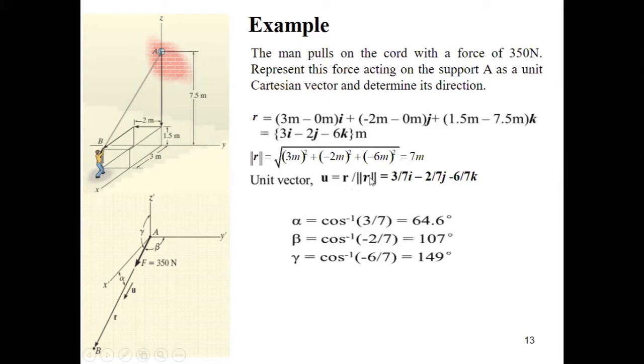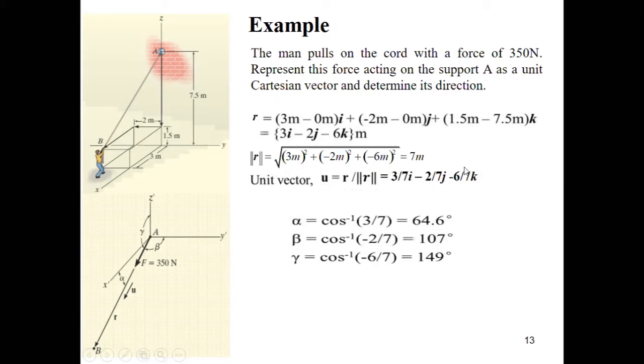Modulus r equals the square root of the i component squared plus the j component, minus 2, squared plus the k component, minus 6, squared. We know this is the modulus or magnitude, so it equals 7 meters. So the unit vector will be r divided by R, which is 3 over 7 i minus 2 over 7 j minus 6 over 7 k. This is the unit vector.